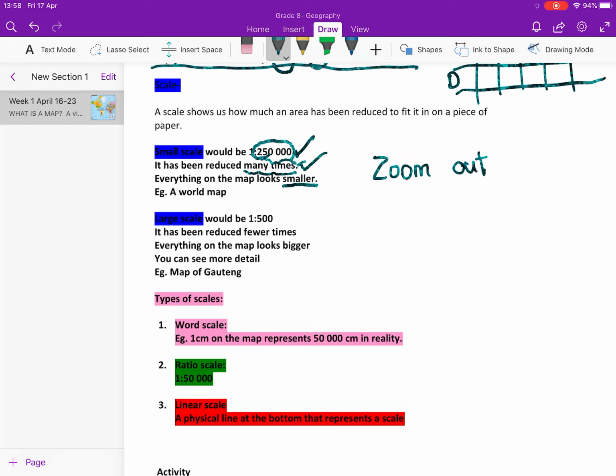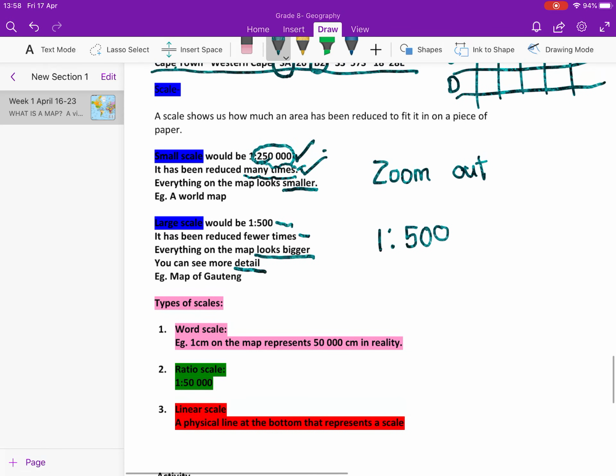Alright, a large scale would be something like 1 to 500. This means that the picture we are looking at has been reduced fewer times, and everything on the map will look bigger and you can see more detail. For example, a map of Gauteng. So this map, a large scale map, would be zoomed out less. It would be zoomed out fewer times than a small scale map.